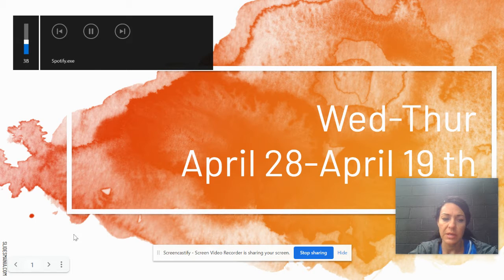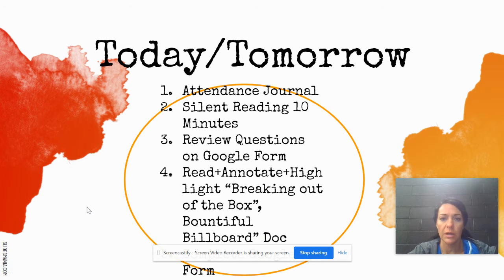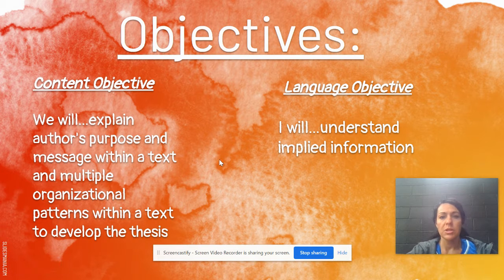I'm going to try to get through the slides because I'm going to actually read the passages to you and kind of help you out a little bit if you need the audio. So remember, audio attendance journal, read for your 10 minutes. What we're going to do today is we're going to have 2 STAAR passages, informational text, and then a Google form, but you have 2 full days to do it. So here we go. Here's your objectives.